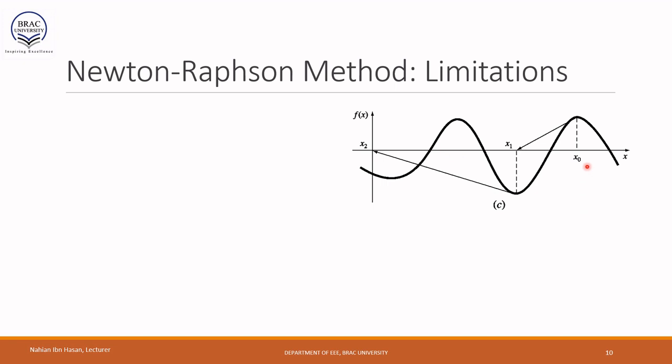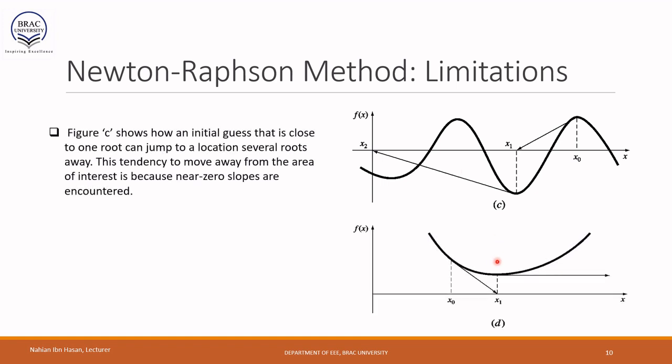If we initially assume our initial guess to be x0, then we get our next iteration, the point x1, and then x2. Since there are many root points here, the function cannot converge to a specific root, rather it is diverging. So in this special case also, the Newton-Raphson method is failing, because the method is continuously diverging, it never converges to the true root.